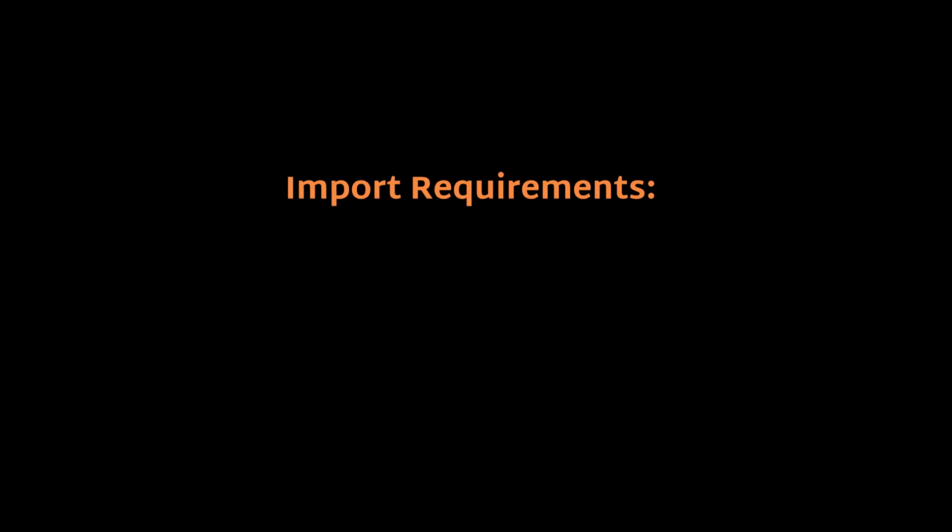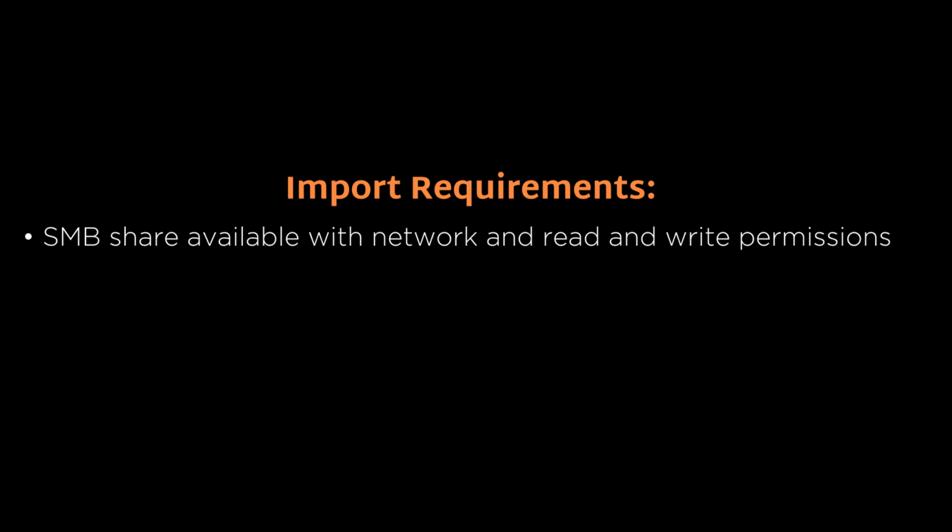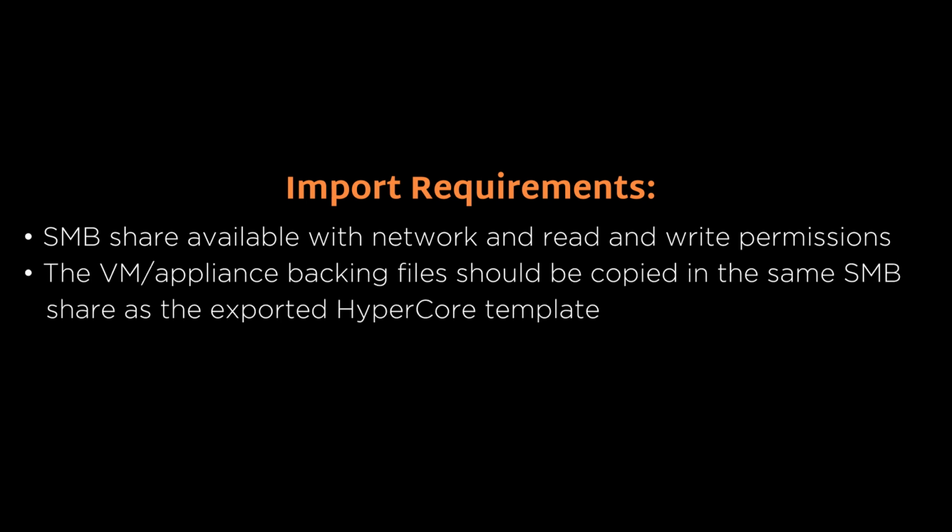There are a few requirements to consider before beginning the foreign import process. An SMB share must be made available locally to the HyperCore system network with read and write credential access. The appliance backing files, specifically the disk and data files, for the foreign VM or appliance should be copied into the same SMB share as the exported HyperCore template for the easiest import and conversion process. In this example, we will be using the VMDK format.